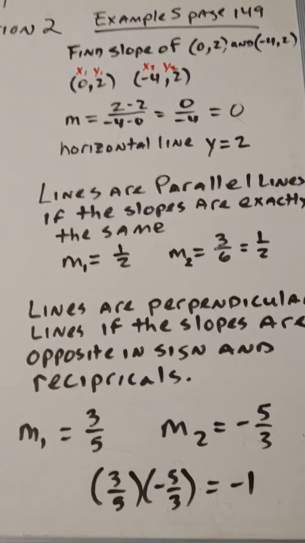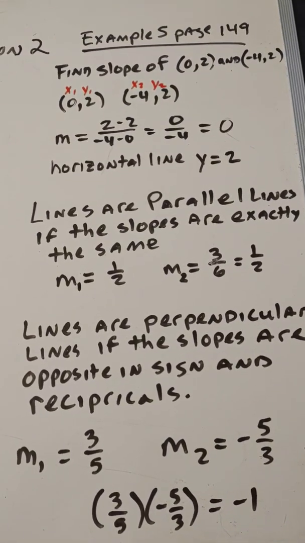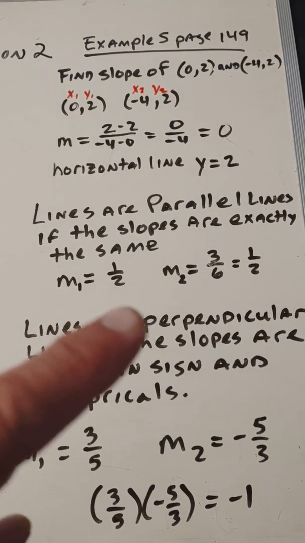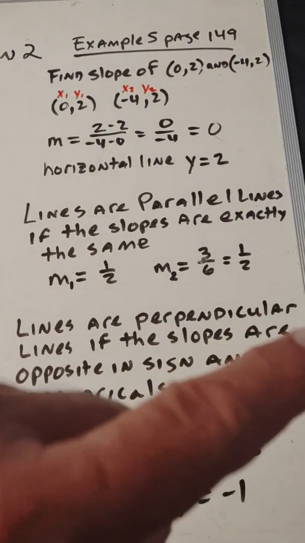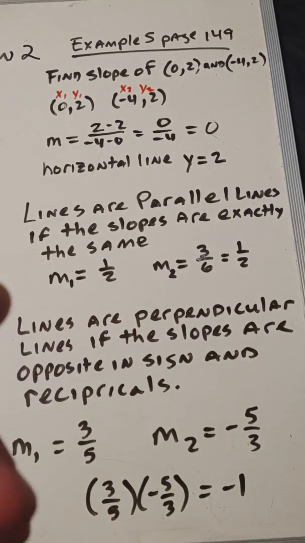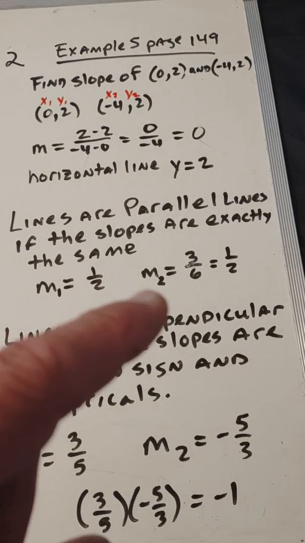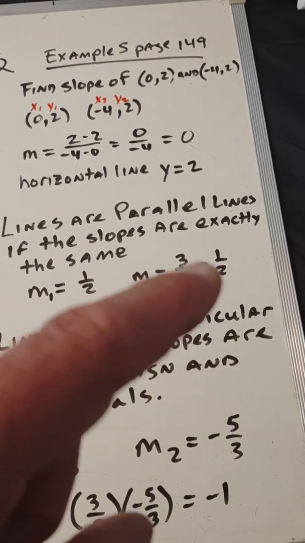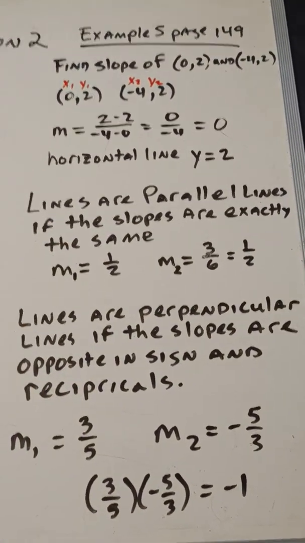Lines are parallel lines if the slopes are exactly the same, meaning same sign, same number, or same fraction, I should say. So in terms of this, line 1 has a positive 1/2 slope. Line 2 has a reduced positive 1/2 slope. They are the same. These two lines are parallel.